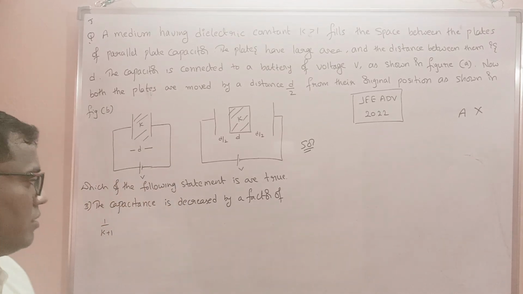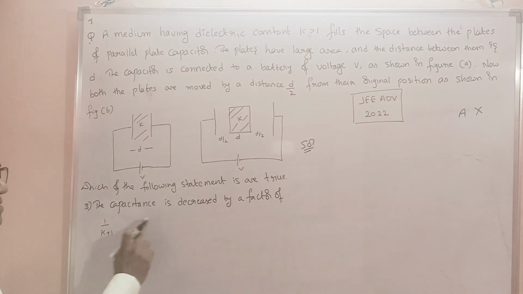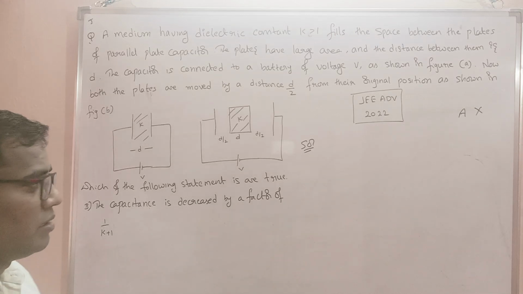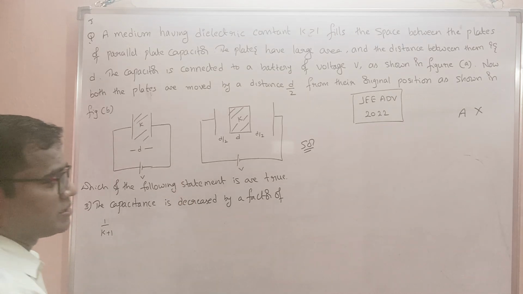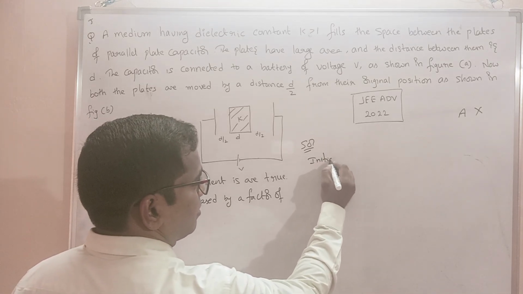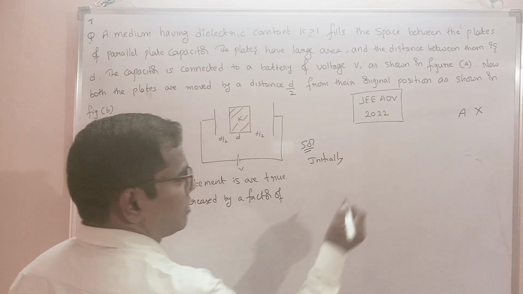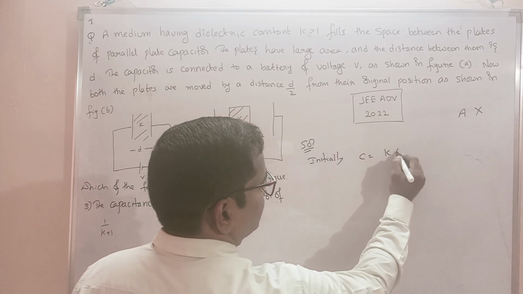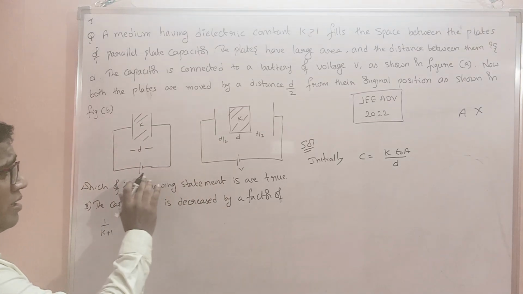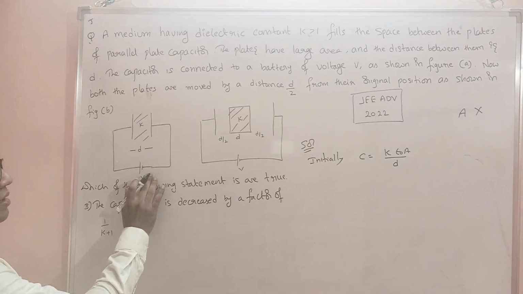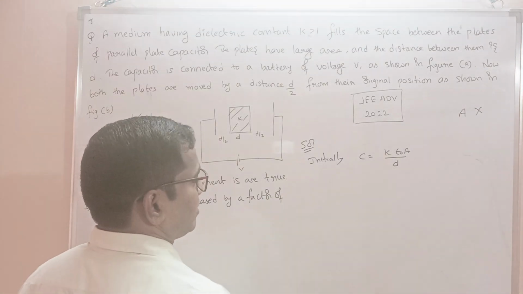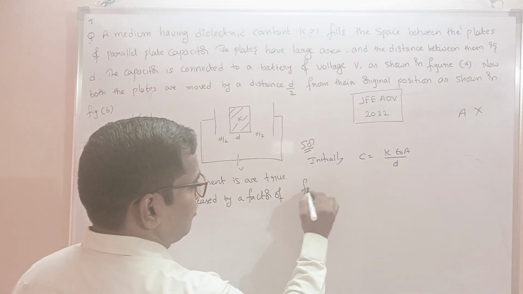Now see the second option. What is given? The capacitance is decreased by a factor of 1 by K plus 1. Now we will find out the effective capacitance. Initial condition, C is equal to K epsilon naught A by d. Why? Because in A, if you want to find the capacitance, C is equal to K epsilon naught A by d. Now in B, the final, we will see.